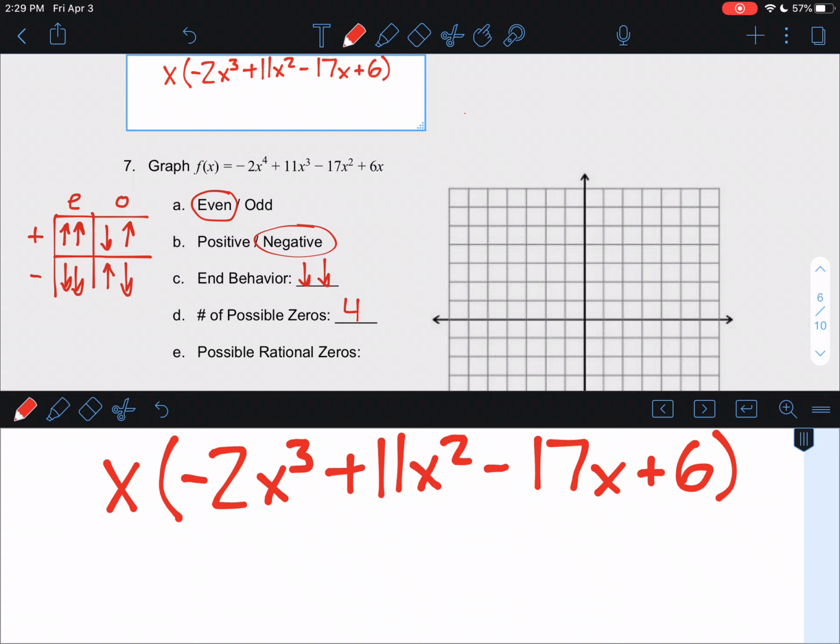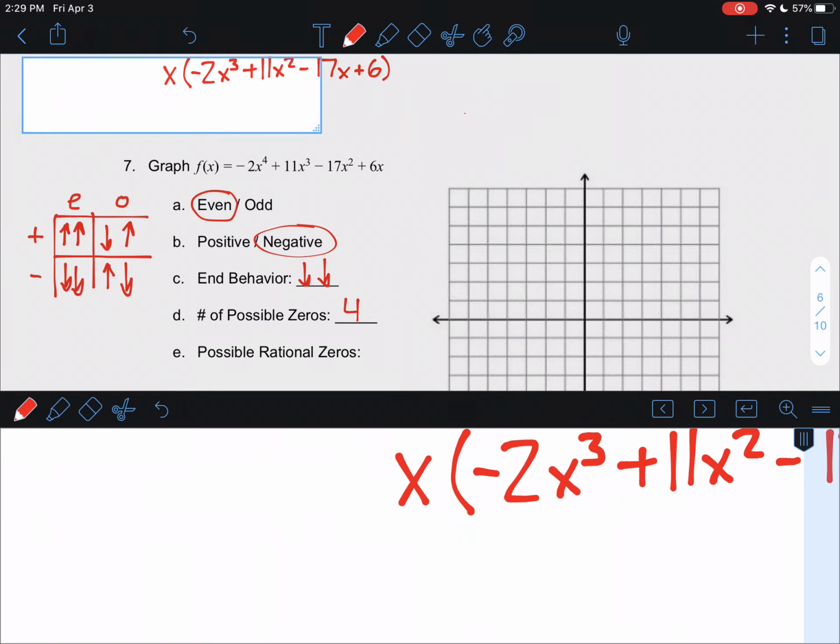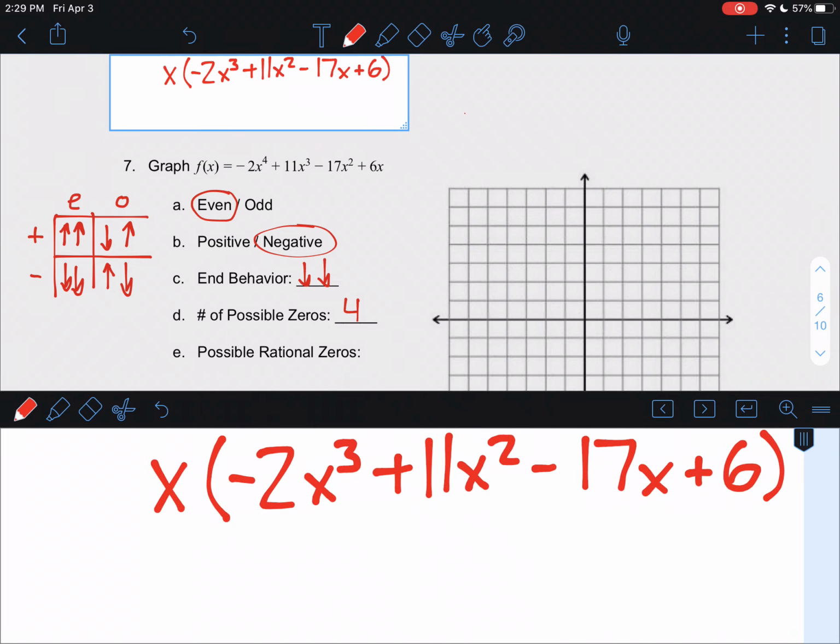So I came up with a new polynomial here. Negative 2x to the third plus 11x squared minus 17x plus 6. And this polynomial has 3 zeros, which means 3 of my zeros lie within here. So my fourth 0 comes from this x here. So if I set that equal to 0, that means my first 0 is x equals 0.